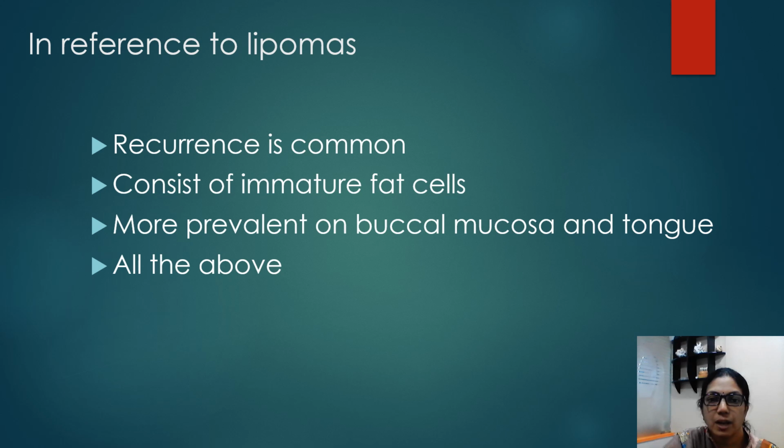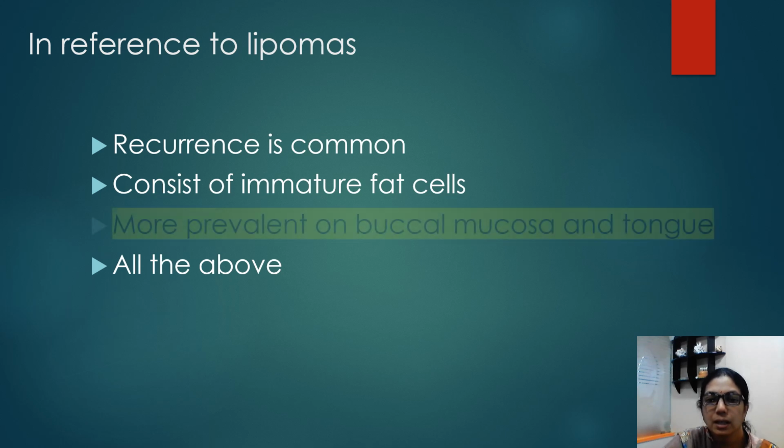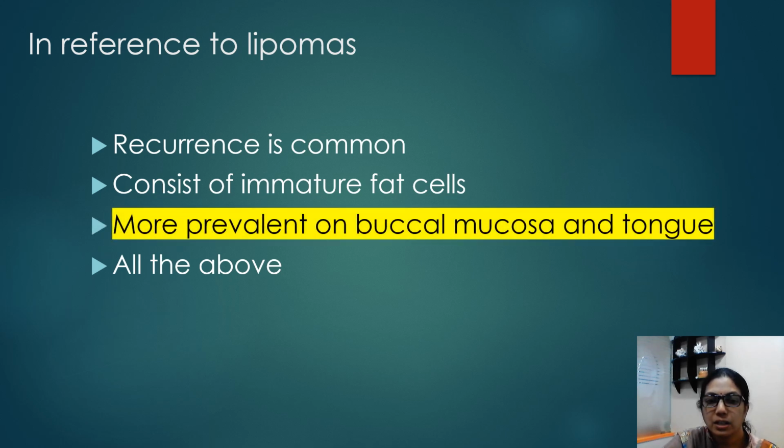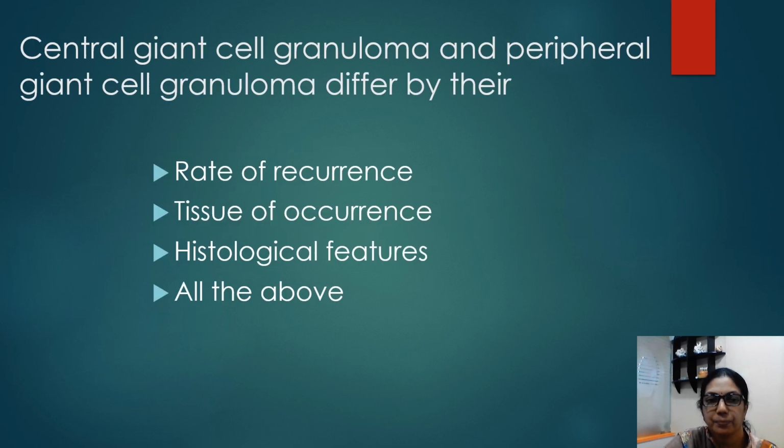Next, in reference to lipomas, recurrence is common with lipomas, or consist of immature fat cells, or are more prevalent on the buccal mucosa and tongue, or all the above. So which of this is correct in reference to the lipomas? Only it is more prevalent on the buccal mucosa and the tongue, because it consists of mature fat cells, not immature, and recurrence is not common in lipomas. Most of the time there is no recurrence if the lipoma is removed completely.